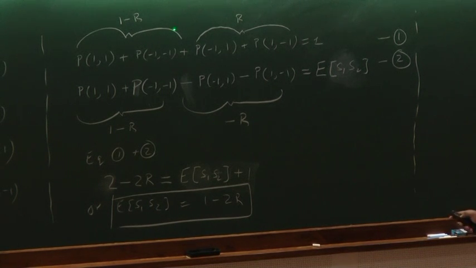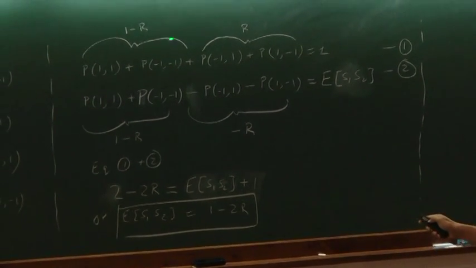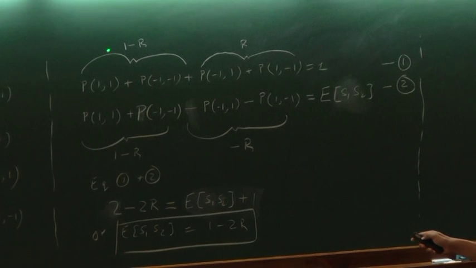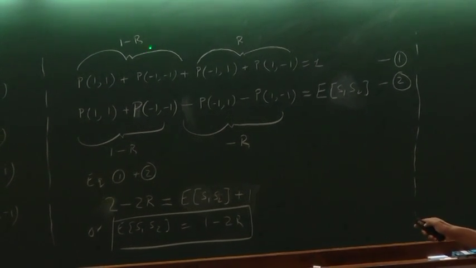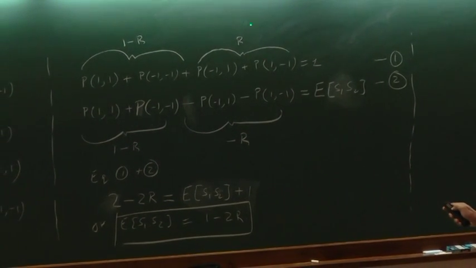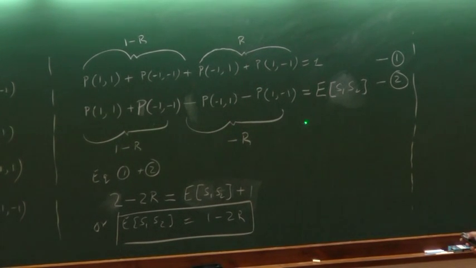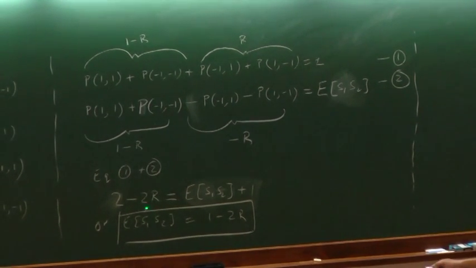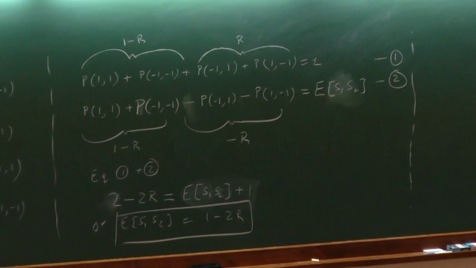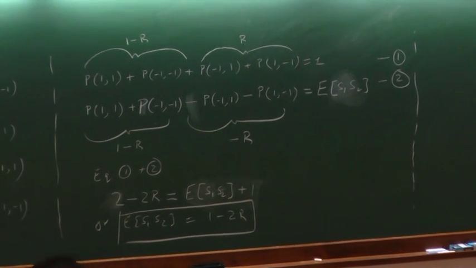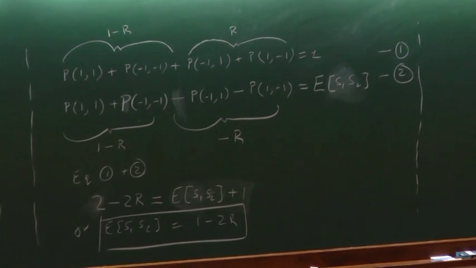These are the parental types, and these are the recombinant types. These you expect at probability 1 minus r, this at probability capital R. If you add these 2 equations, you get the expectation of the 2 spin product as 1 minus 2r. That's the result we'll also exploit for the 4 spin product case.